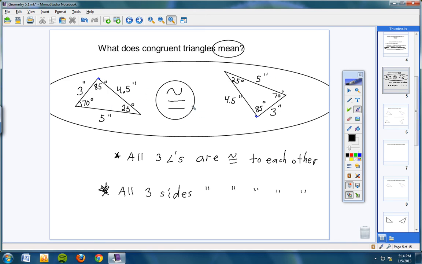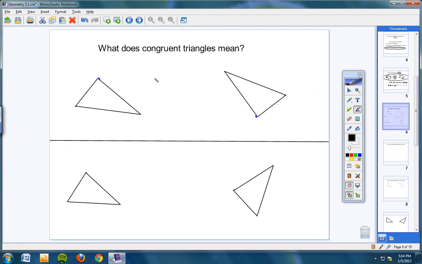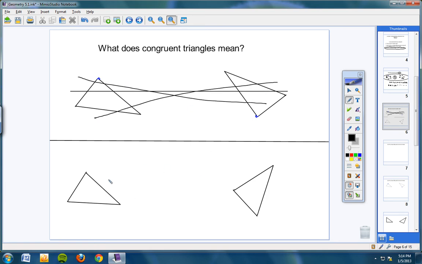Now, we've used numbers to show you this. Now, I'm going to show you something else. Just ignore this, please. I don't want you to write that down. I'm sorry that's there. Just ignore that. I want you to draw these triangles right here. Okay, my pen is on them right now. Would you draw these triangles in your notes? I want to show you something else you need to see about what congruent triangles mean.